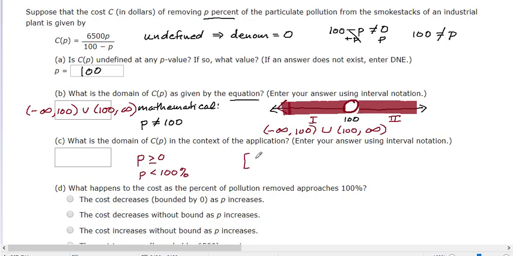So in interval notation, the smallest I could have is 0%, and the largest I could have is as close as you can get to 100%, but I can't actually use 100 because the math won't allow it.